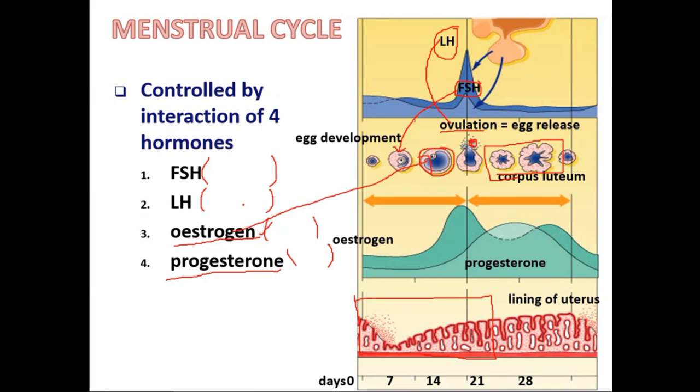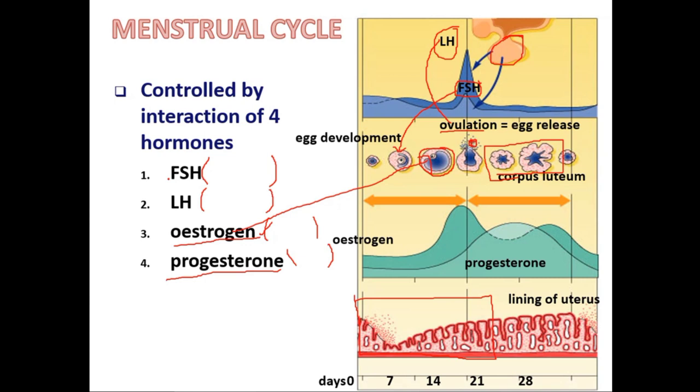LH, or luteinizing hormone, where does that come from? It does not come from the ovary. It comes from the pituitary gland, which is this part over here of the brain. So LH comes from the pituitary gland, and it works in the ovary. It's released or secreted by the brain or the pituitary gland, and it acts in the ovary. So it works there.